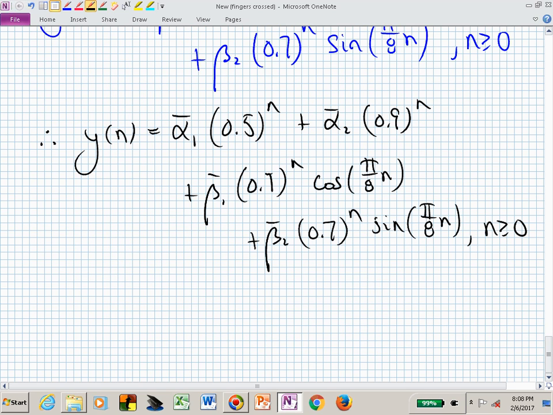And that's the structure. Or you could combine the sine and the cosine into a phase-shifted cosine or a phase-shifted sine. That's equivalent.